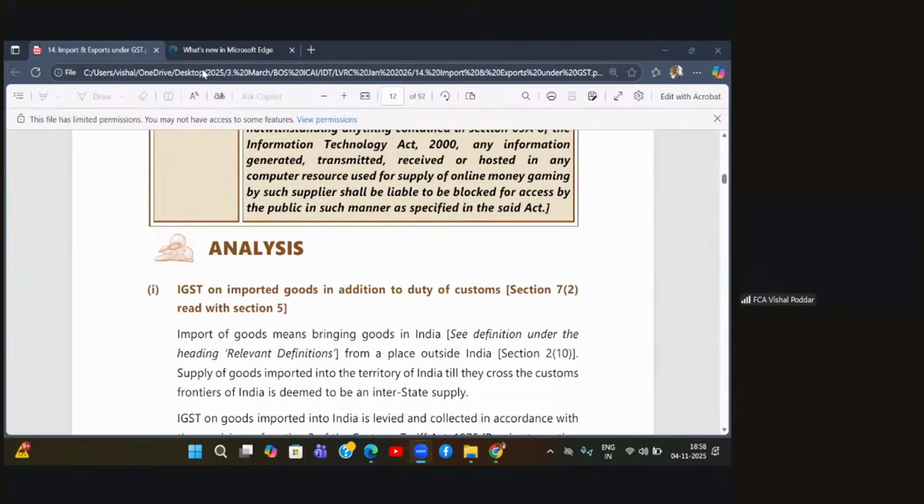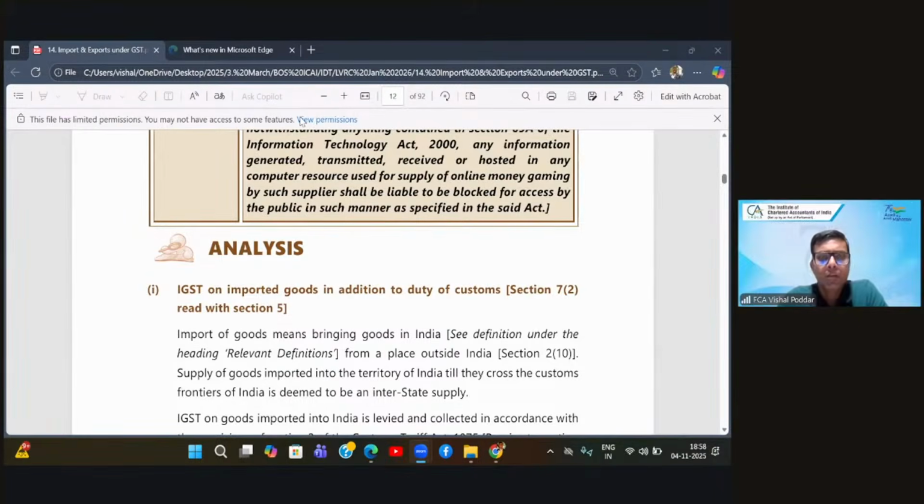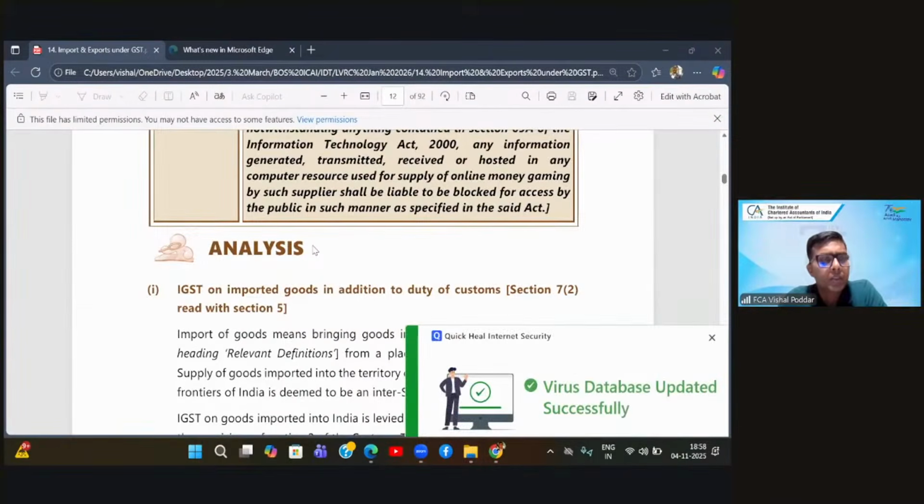Yes, students. So, yes, Bombay Dyeing case law. Correct, Geeta.